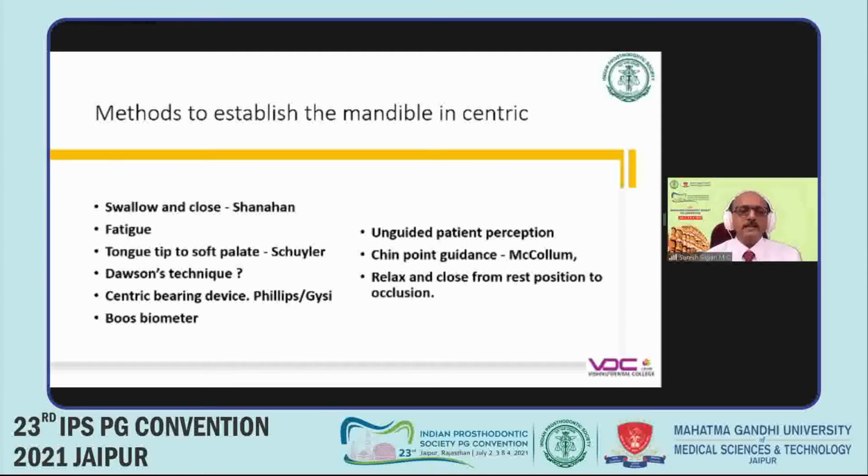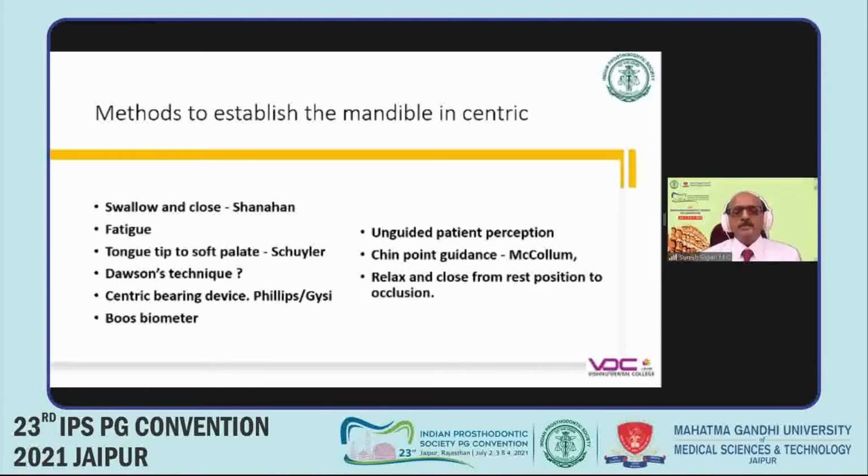Okay, the centric bearing device, without the tracers, is just a centric bearing device put in the mouth. It eliminates all the contacts of the occlusal rims, and then it is free to move anteroposteriorly. Then you can guide the patient to take the mandible back. And the Boos bimeter is also another technique, where when the patient is biting firm on the bimeter, it will be centric relation. That was the concept given by Boos.